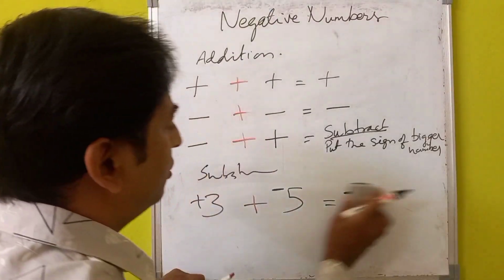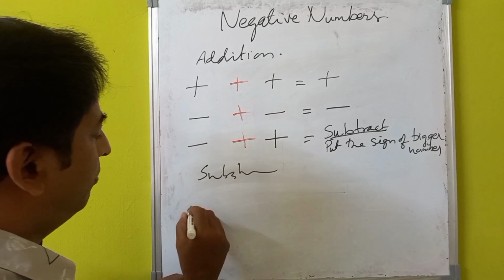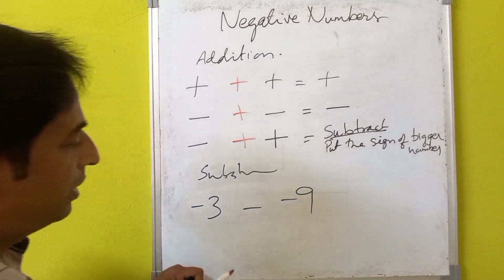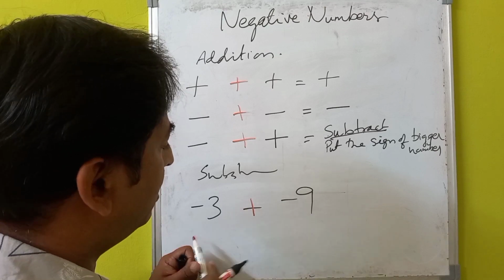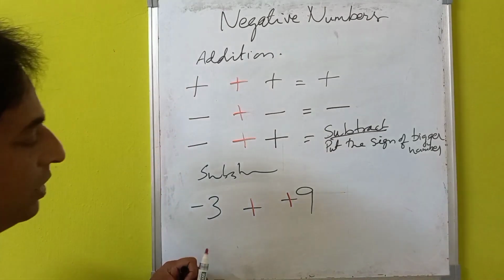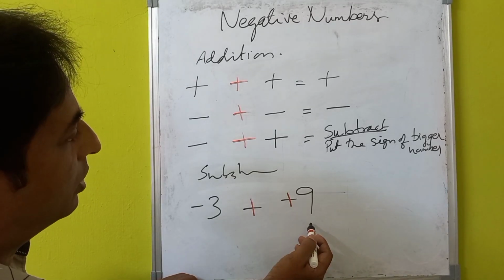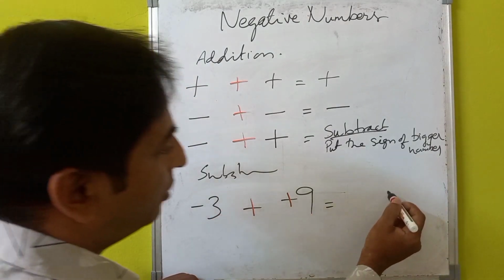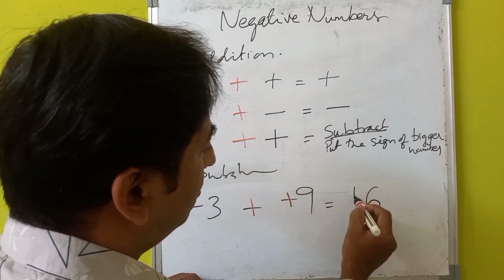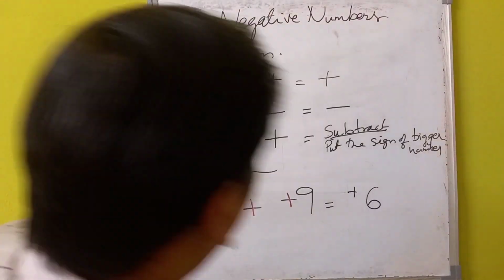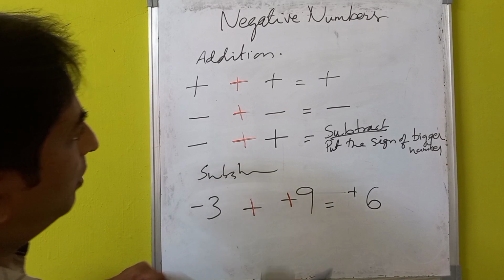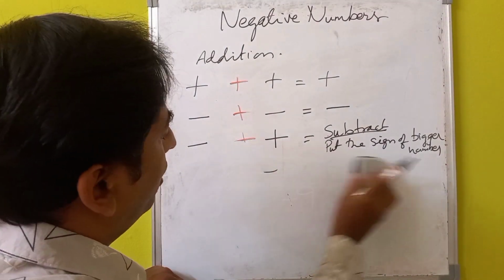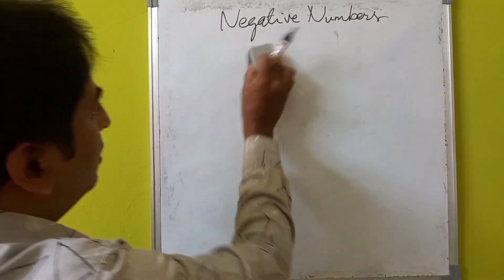We will take one more example to make this clear: negative 3 minus negative 9. Here we change the operation to addition by changing the sign of the number to be subtracted. Now one number is negative and the other is positive, so this rule applies. We subtract the smaller number from the bigger number, so 9 minus 3 gives 6, and the sign of the bigger number is positive. This is the easy way to do arithmetic operations on real numbers involving negative numbers. We will next go to the multiplication and division rules.